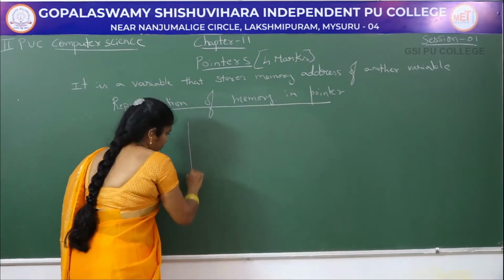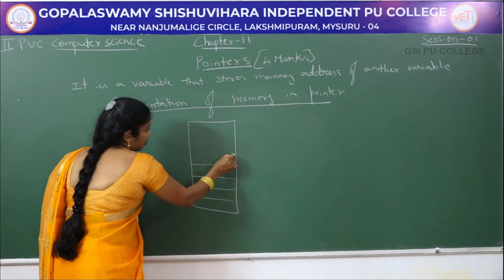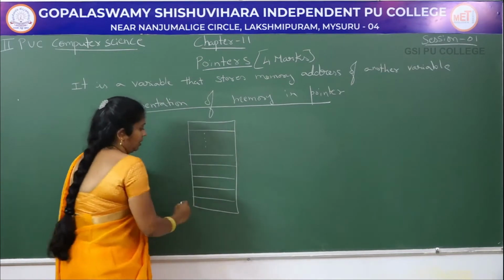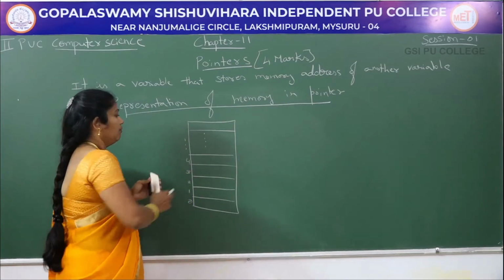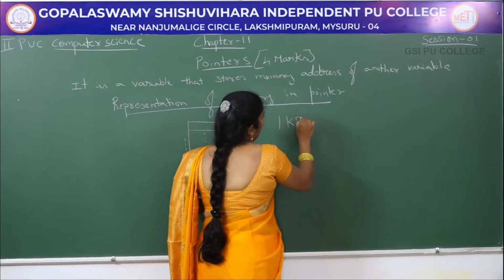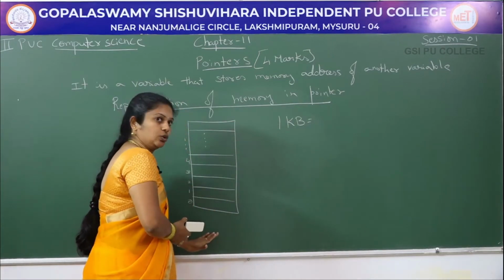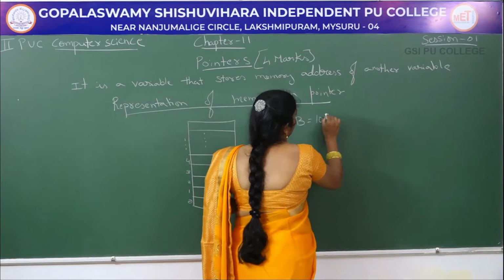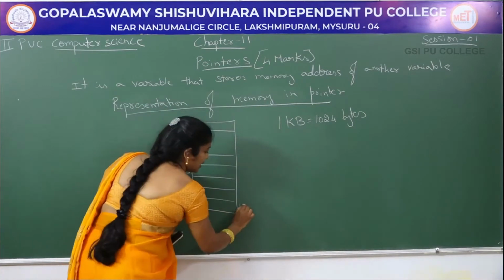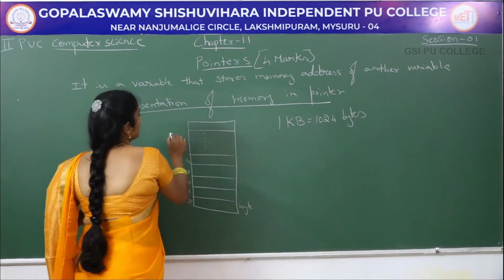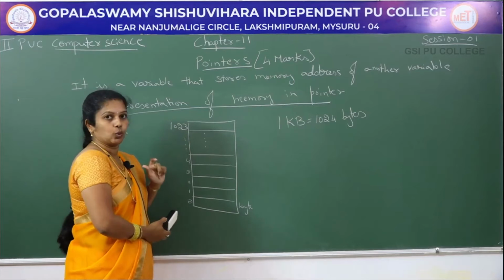For example, we have a memory. Consider this is the memory. Each block is considered as 1 byte. For example, here I start from 0, 1, 2, 3, 4 and it continues like that. If I have 1 kilobyte of memory space, what is the total bytes here? That is 1024 bytes. Then the first one is the first byte, the second byte, and the last one is 1023 because it starts from 0 and ends with 1023.